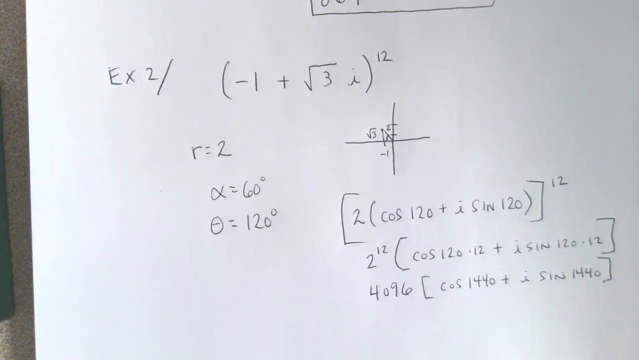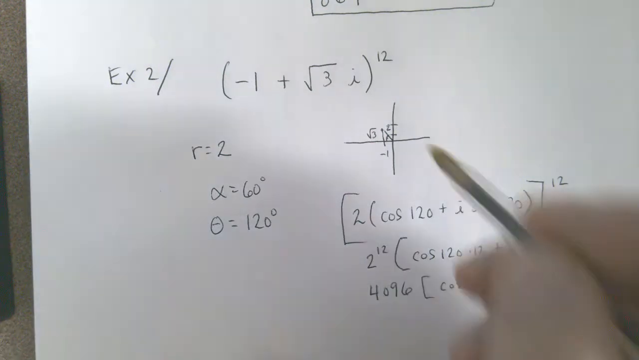Now, what are we going to do with 1440? Well, we have to start thinking about where that falls. So I would start: can we divide 1440 by 360? What does that give us when we divide it by 360? Doesn't it give us 4 evenly? Yeah. So that means we're going around the graph 4 times.